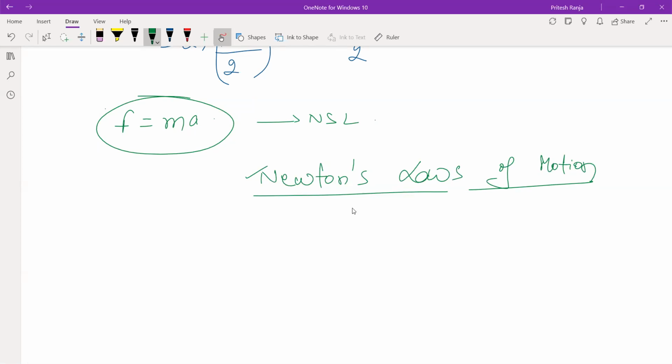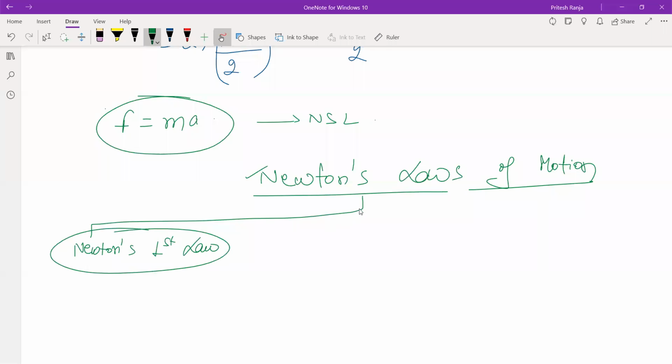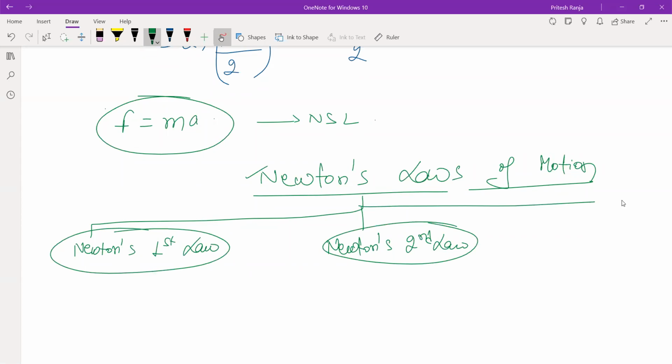So here Newton gave 3 laws of motion. So basically, what was his law of motion? He observed the movement of an object and he made certain laws which were governing the movement. So let us see in detail. So first we will see Newton's first law, and then Newton's second law, and then Newton's third law.